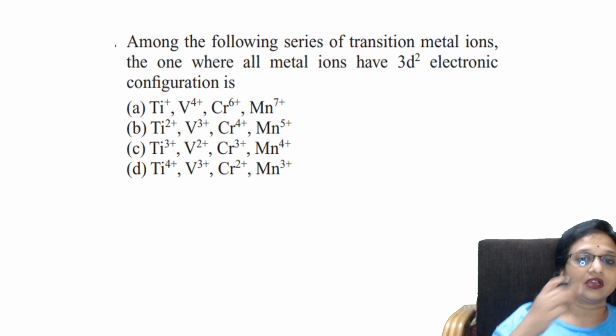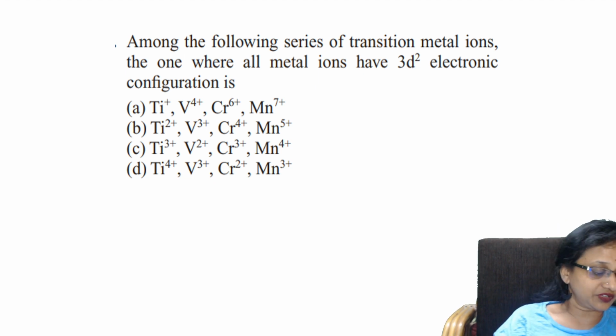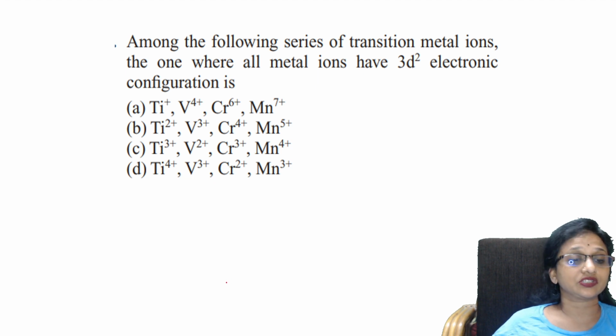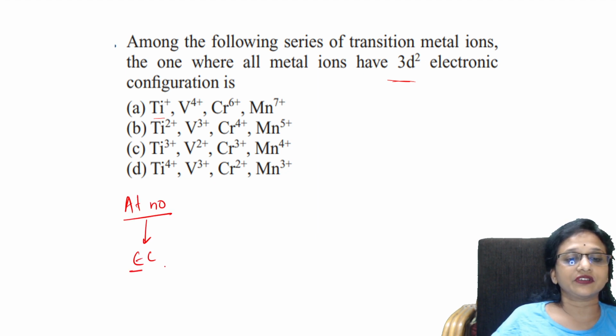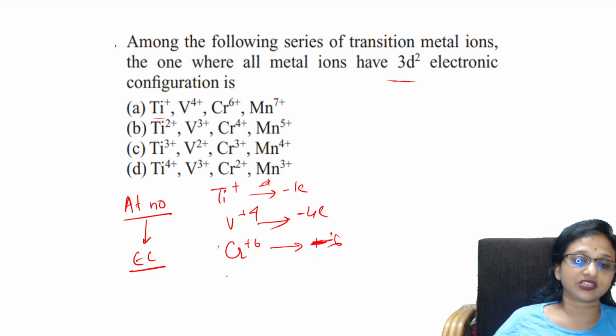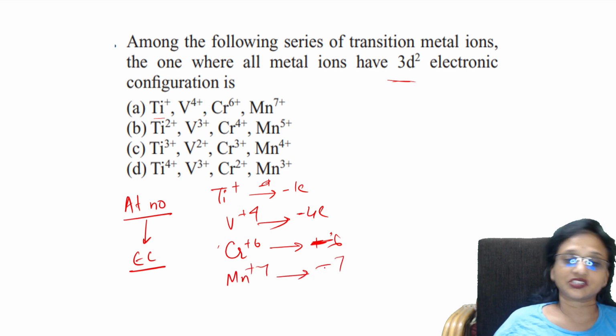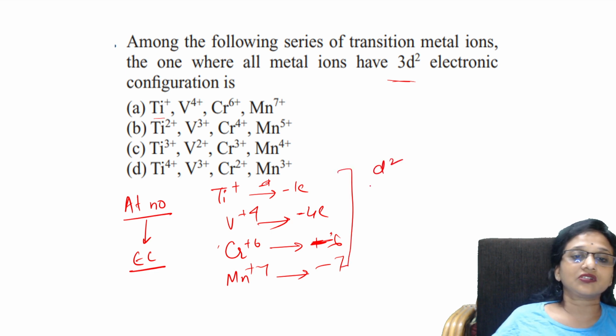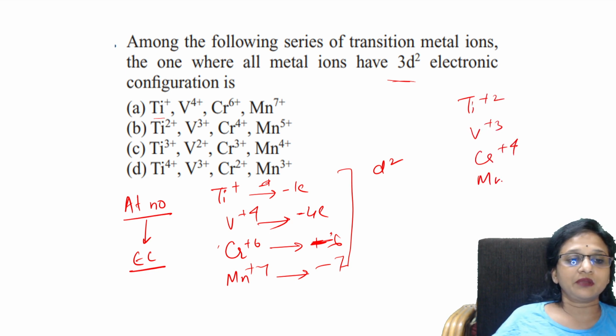Next question. Among the following series of transition metal ions, the one where all the metal ions have D2 configuration. They are asking you to find out D2. So what will you do? You will take the atomic number, write the electronic configuration, then whichever ion is there, check. Titanium plus 1, take out 1 electron and write the configuration. V plus 4, take out 4 electrons. Then D6, take out 6 electrons and check. Manganese plus 7, take out 7 electrons and check. Whichever gets D2 is the ion they're asking you. So when I check all these configurations, remember Ti plus 2, V plus 3, Cr plus 4 and Mn plus 5. Yes.